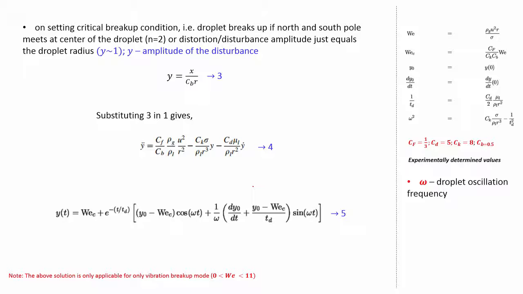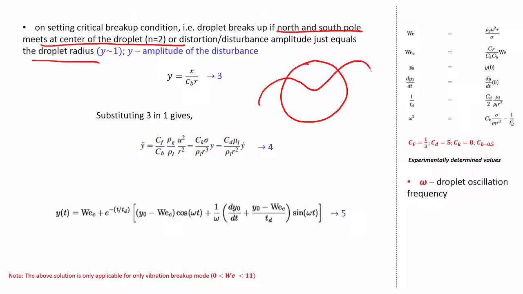Now, the breakup condition happens if the north and the south pole of the droplets meet at the droplet center, right. Since it is a single degree of freedom kind of system, say you consider this particular case. This is the original droplet, and this is the droplet at the point of breakup, drawn like this, forgive the drawing part.